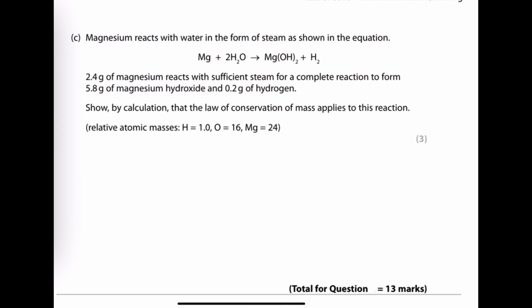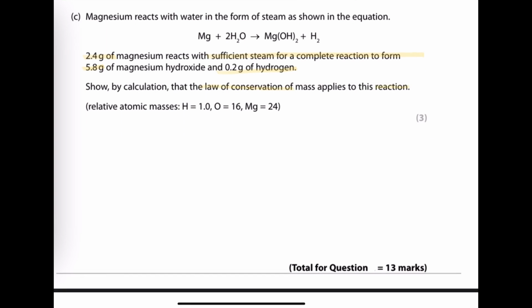C. Magnesium reacts with water in the form of steam as shown in the equation. 2.4 grams of magnesium reacts with sufficient steam to complete the reaction to form 5.8 grams of magnesium hydroxide and 0.2 grams of hydrogen. Show by calculation that the law of conservation of mass applies in this reaction. So how we do this is first we are going to find moles.